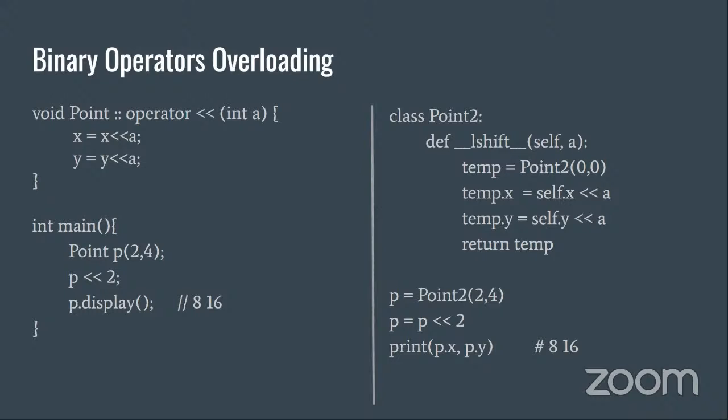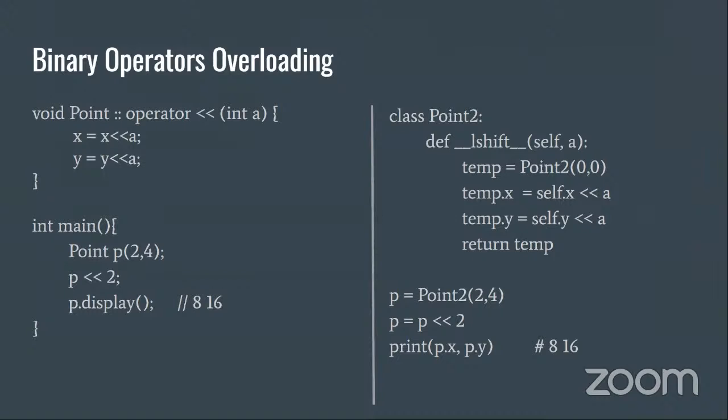As in the case of Python, we are invoking the function __lshift__. Here we are creating a temporary object point2 with its variables 0, 0, and assigning its x variable to the x variable, which is shifted by a number of bits, and same as y, we are assigning temp.y to self.y, shifted by a number of bits, and returning this temporary variable.